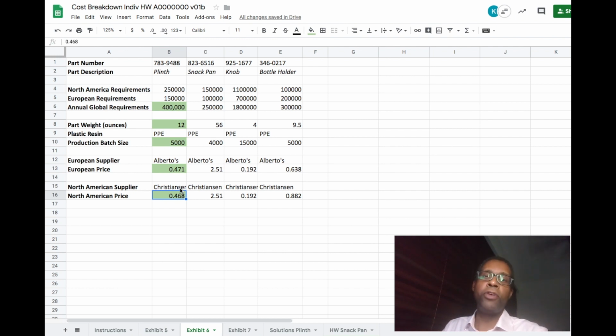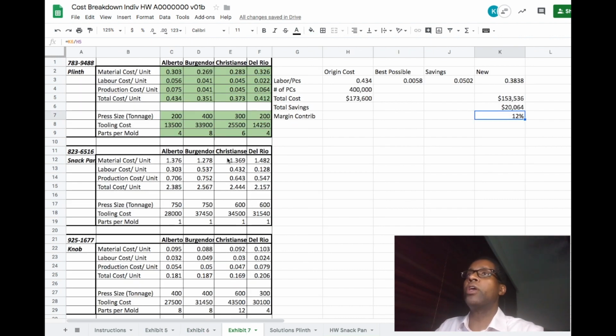So we want to find out if these new quotes that they've provided, where procurement said, hey, we want you to apply new technology, new ways to train your labor force, something needs to improve in your operation so we can get a better cost. The suppliers have all provided quotes on this plastic piece, the Plinth. Let's see what it's about. Now, Exhibit 7 goes into detail on the Plinth. So the suppliers give us 3 different cost areas: the material unit cost per unit, the labor cost per unit, and the production cost per unit.